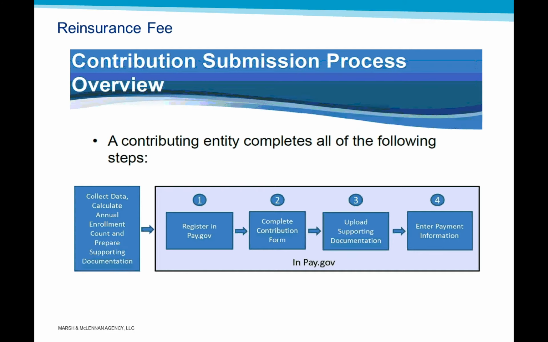The overall process for submitting the reinsurance tax is really a 4-step process. After you collect all your data and get your demographic and enrollment counts together, you're going to basically register on pay.gov and complete the contribution form, and then upload the supporting documentation, which is that job aid, that CSV file. And then finally, you'll enter the payment information, your bank account information, and the payment date, and submit that information, and you'll be done. And the process should be the same in the following years.